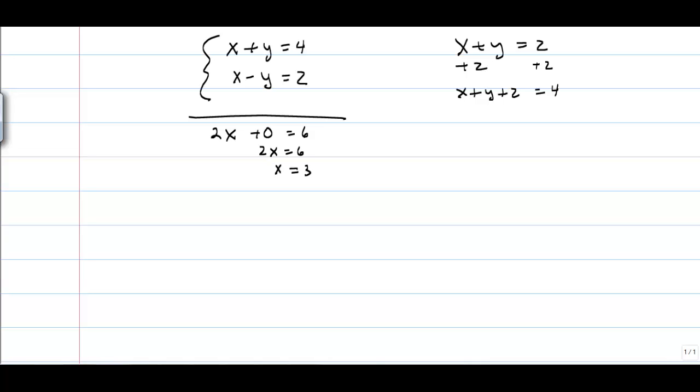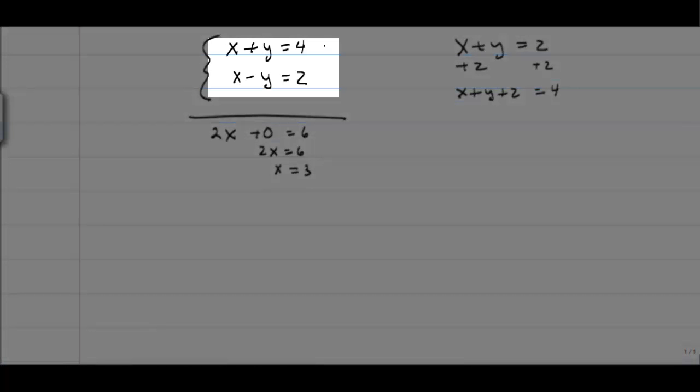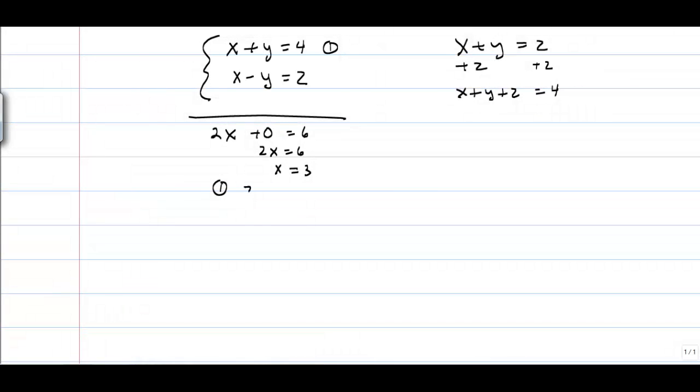Of course, I'm not done yet. I need to go ahead and solve for y. I can pick either one of these two equations. I'll pick equation 1, and if x is 3, that means that y has to be equal to 1. So my solution would be (3, 1). And that's the basic steps for using elimination.